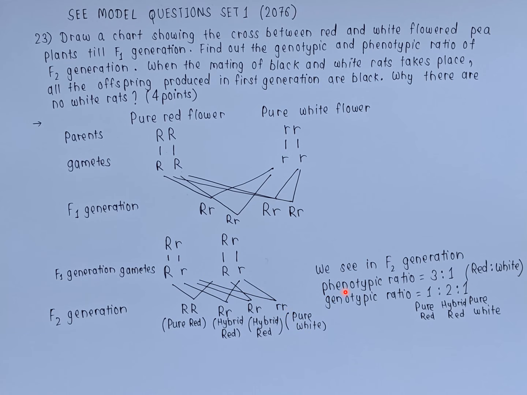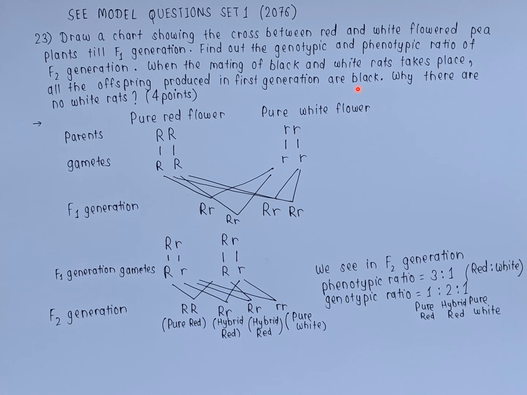So if you look at the ratio, the phenotype ratio is what you see. So you see three of them are red and one is white. So the ratio is 3:1. When you consider genotypic ratio, you also distinguish pure and hybrid. Pure red you have 1, hybrid 2 out of 4, and pure white 1. So basically the genotypic ratio is 1:2:1. So that answers the second part of the question as well. Let's move on to the other part.